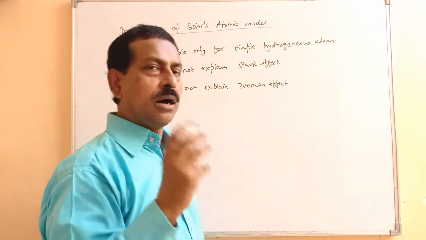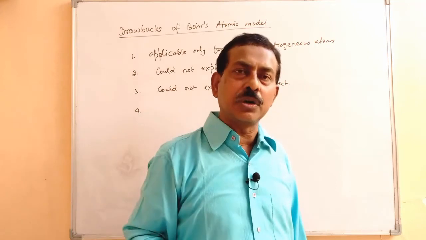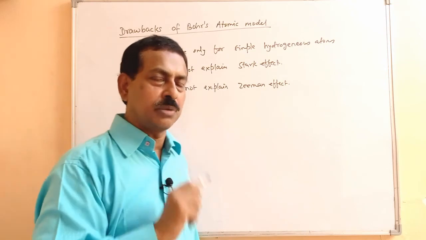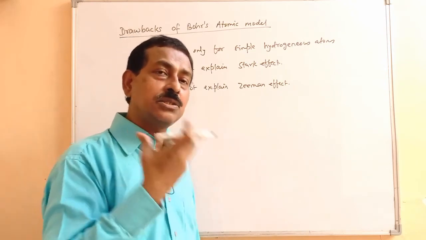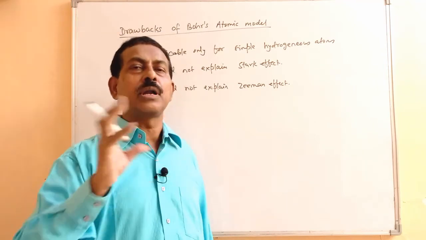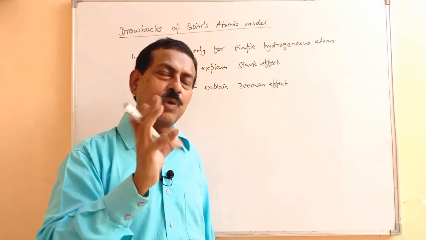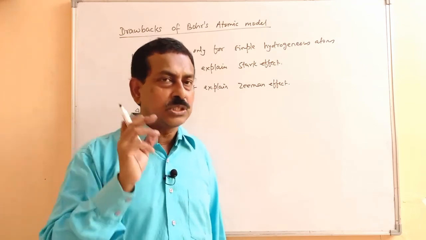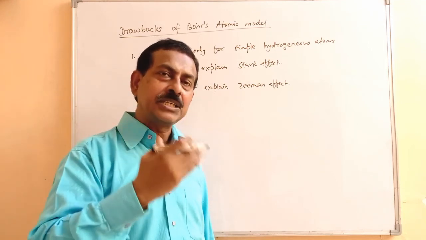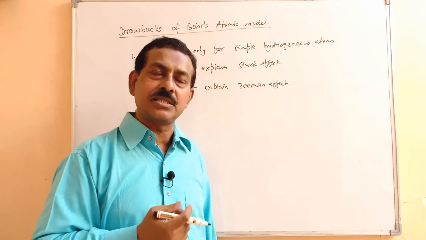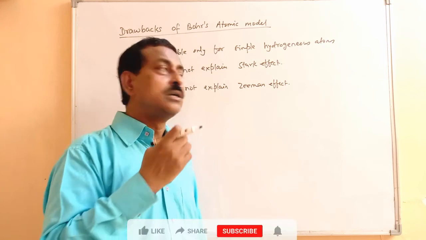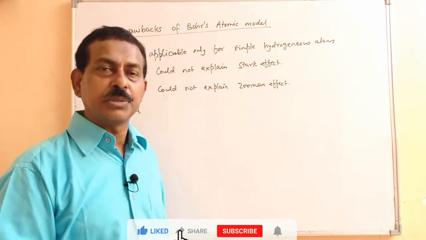Next, Bohr has assumed that as long as the electron is revolving in a particular orbit, it is neither radiating energy nor absorbing energy. But why it is so, he has not explained that. He has just said that it will be neither radiating nor absorbing energy as long as it is in one particular orbit. So this is also another drawback. It could not explain the variation in the intensity of the spectral lines. So this is also another drawback of Bohr's atomic model.